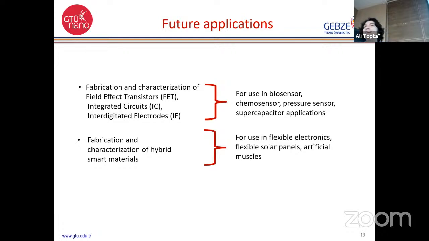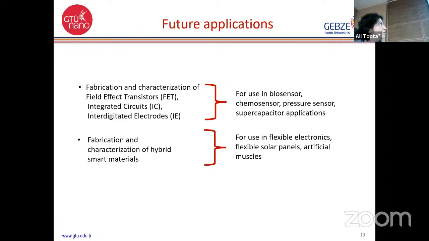So that's why I was saying I'm very lucky to have such amazing students. In future, we will build field effect transistors, integrated circuits, interdigitated electrodes. We already made interdigitated electrodes. You saw the pictures. That leaf design is called an interdigitated electrode. And we will use them for biosensing, chemosensing, pressure sensing, and supercapacitors.